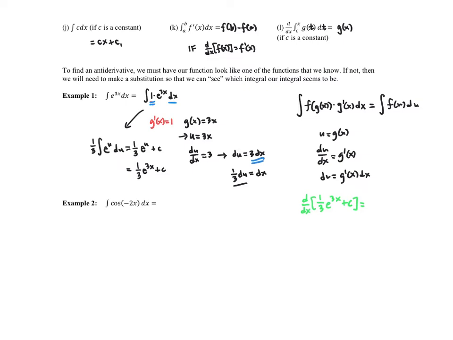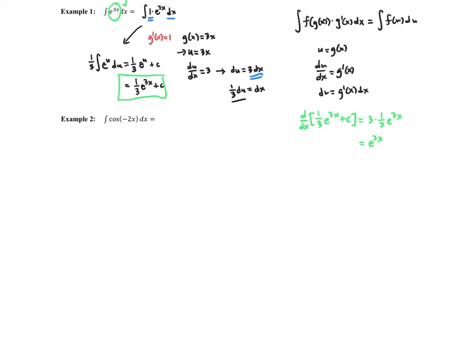It's just a constant. The derivative of 1/3 e to the 3x will be 3 times 1/3 e to the 3x. The 3 and the 1/3 reduce, and I get e to the 3x, which is equivalent to our integrand, so we can check that off our list. There is our antiderivative.